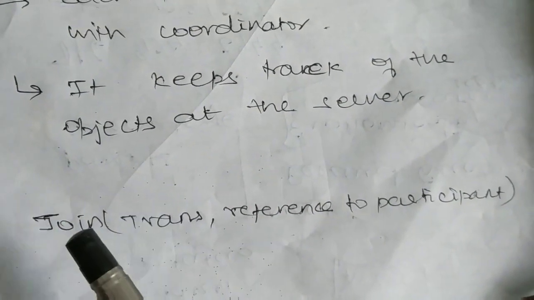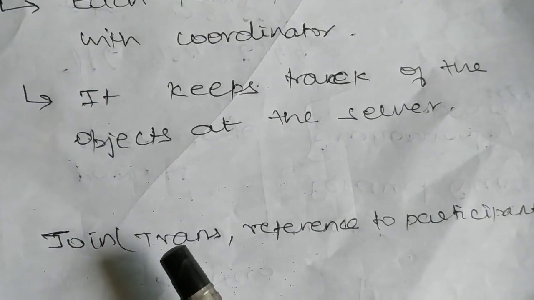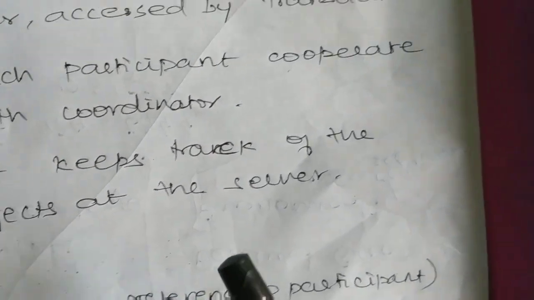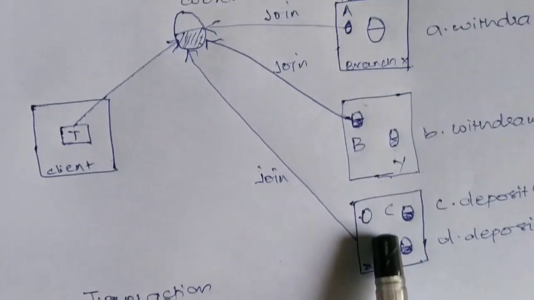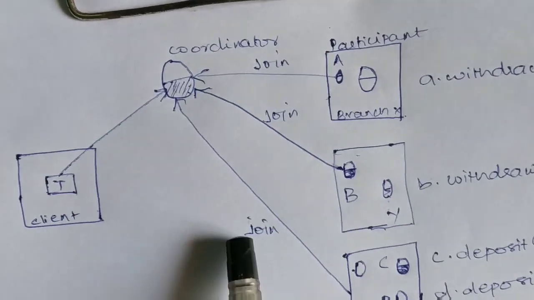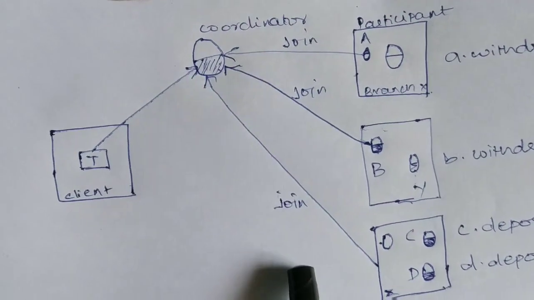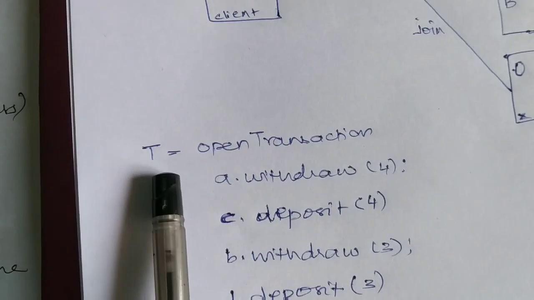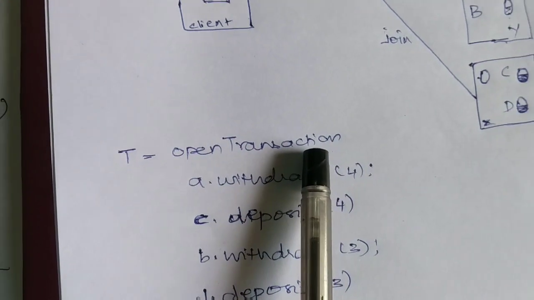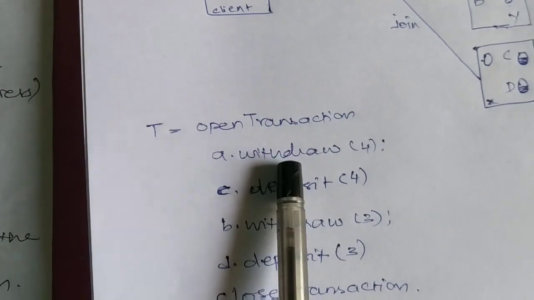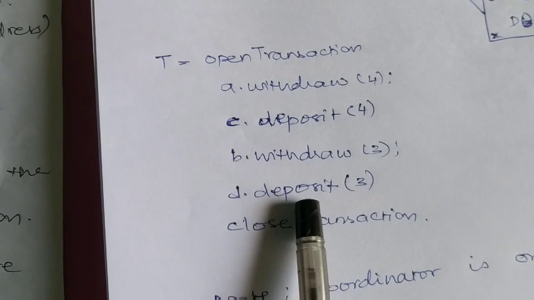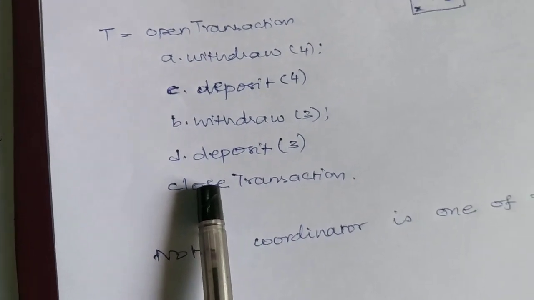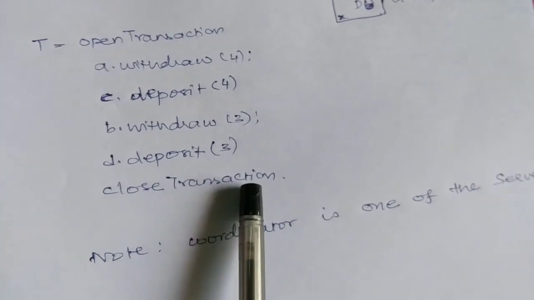The join command is used to join the participant in the transaction using the reference number. So every object will join the transaction using the join command. Now these are the statements. First, open transaction is sent by the client and the methods are invoked, and once the methods are completed, it will close the transaction using the close transaction command.